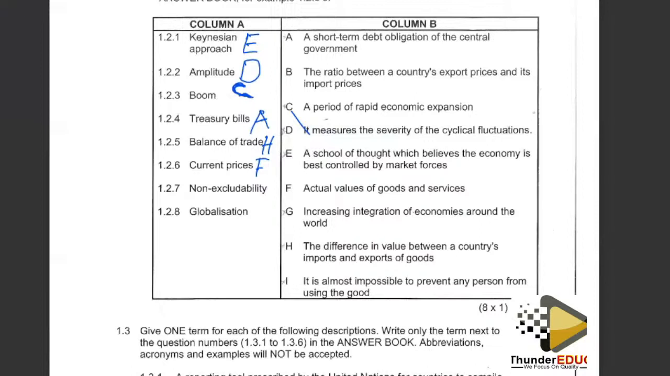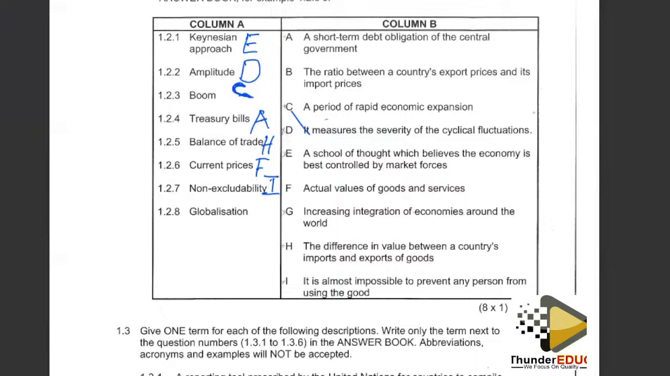So now, in this regard, if you check our appropriate answer, it is I. It is almost impossible to prohibit any person from using the good. So meaning in this regard, our appropriate answer is going to be I. Okay, right, grade 12. So now let's move on to the next question.